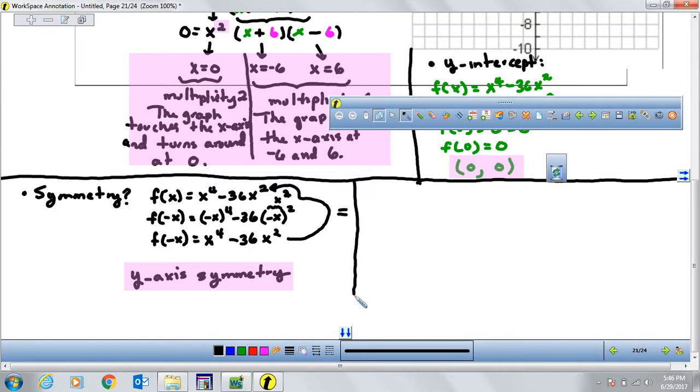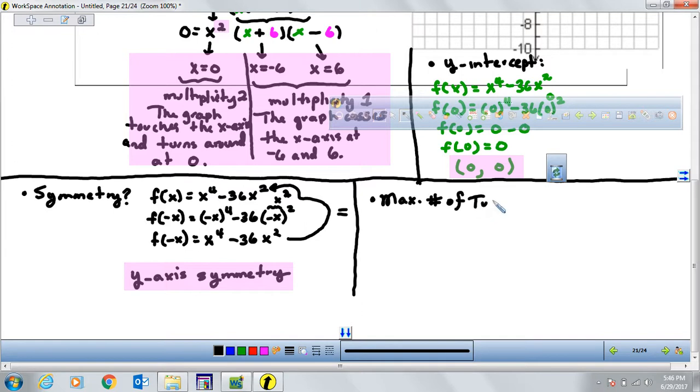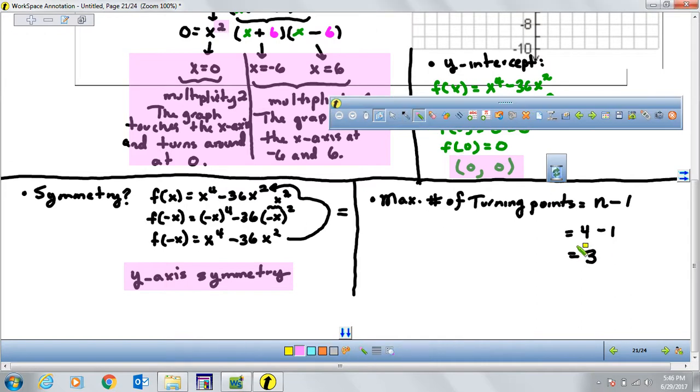Last but not least, number 5, we have to determine the maximum number of turning points. That can be found by subtracting the degree minus 1. The degree in this function is 4, so 4 minus 1 is going to give me 3. So what does this mean? This function is going to turn at the most 3 times.